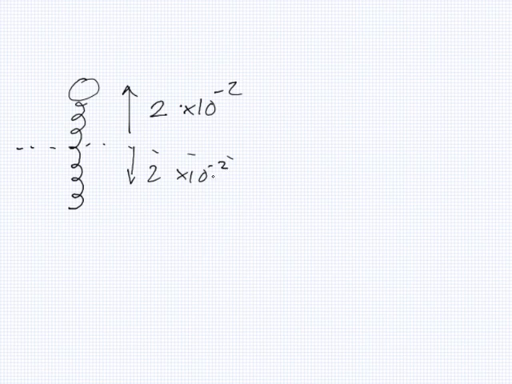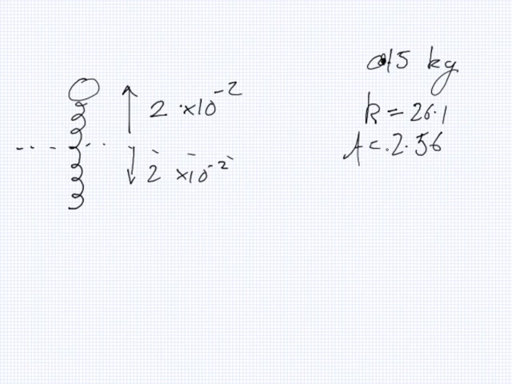What info do we know? We have the mass is 0.15 kg, and the spring constant we calculated is 26.1. The first part of the question says the spring is extended by 5.6. Not necessary, I don't think. And then the mass is pulled down by 2.56 past equilibrium. Yeah, this is the starting value. So that's the amplitude then? Yes. That's quite big compared to these numbers.